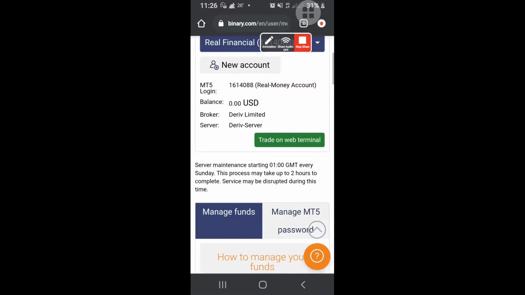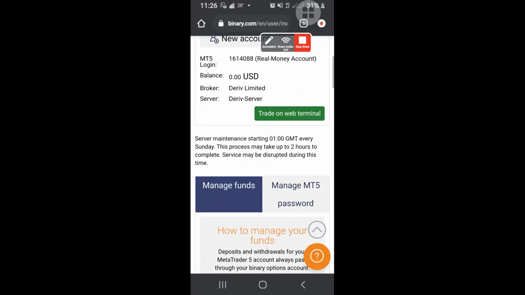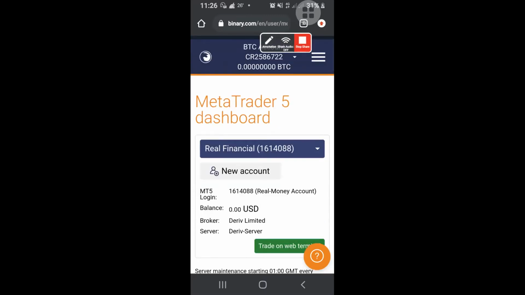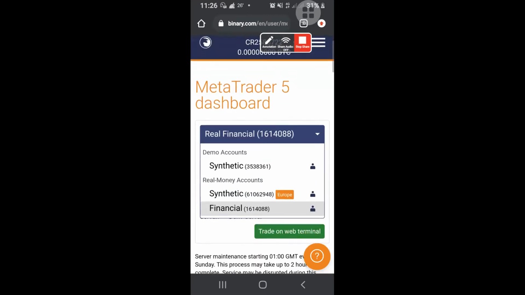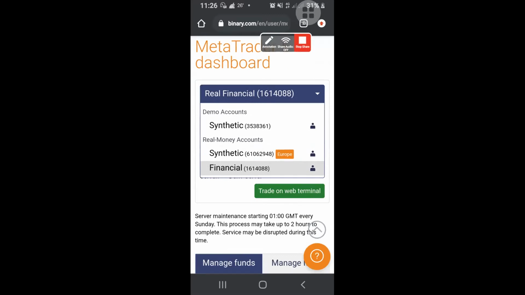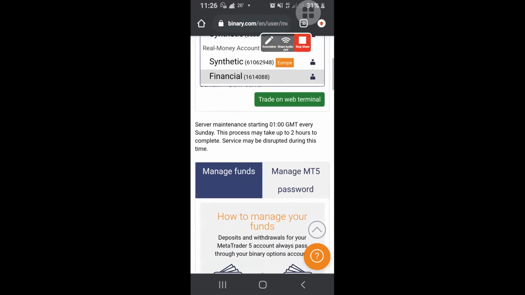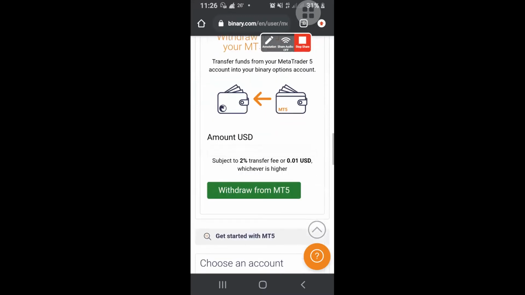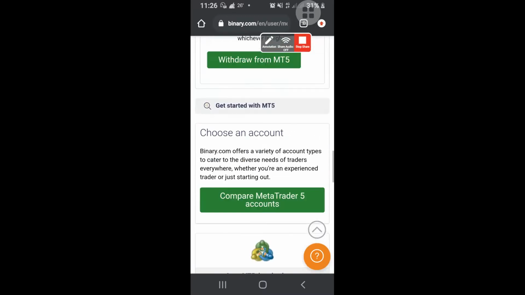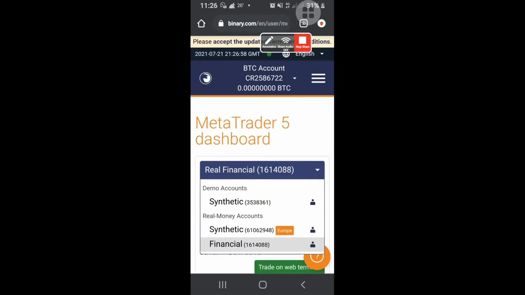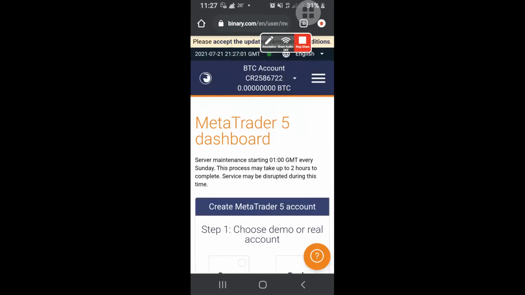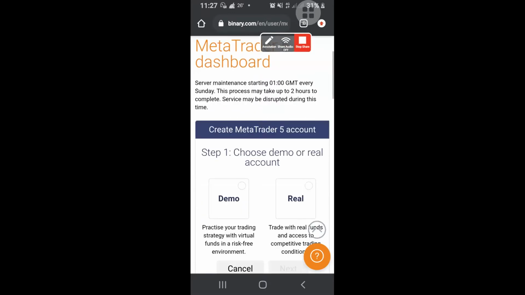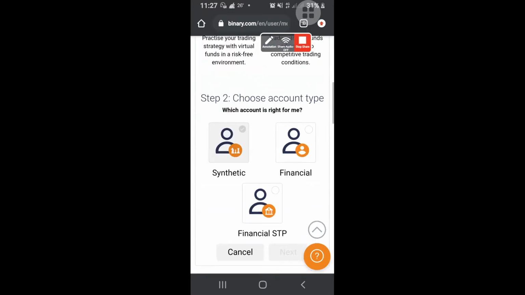So select your demo account. Now scroll up. Click on the Real Financial. You don't have a demo account here. Okay, so you can just create your demo account. And just click on okay, demo. Synthetic. Yeah, it's there.